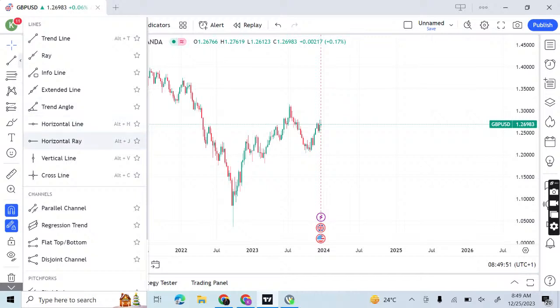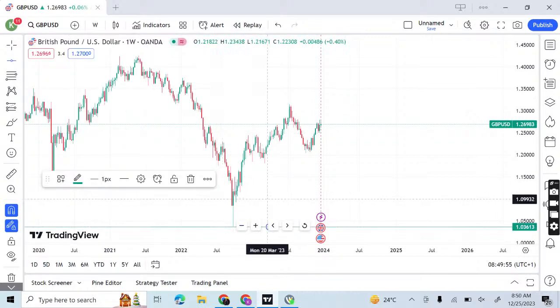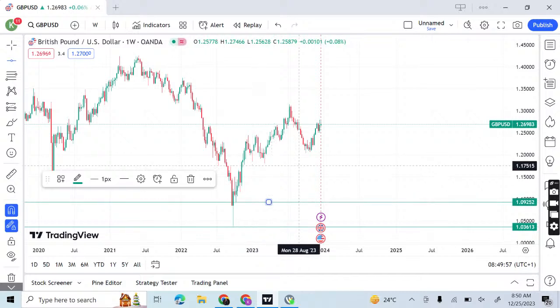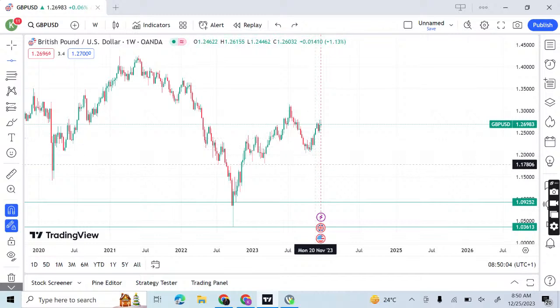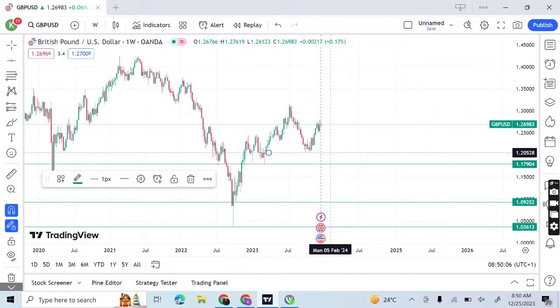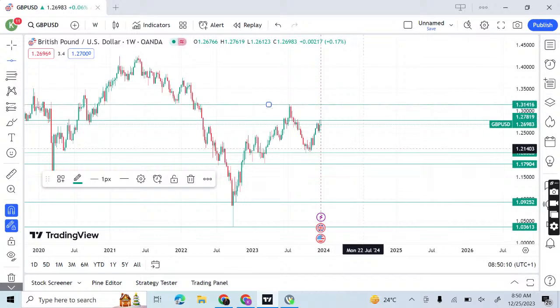So what are we expecting this week? We're going to quickly take price action lines. So these are our key levels from the 1 week time frame.